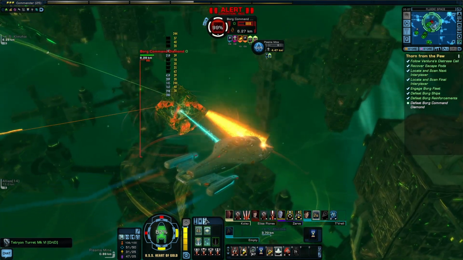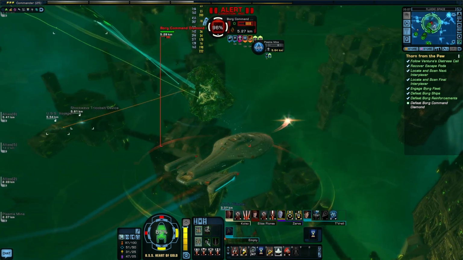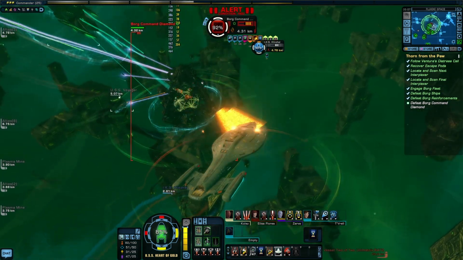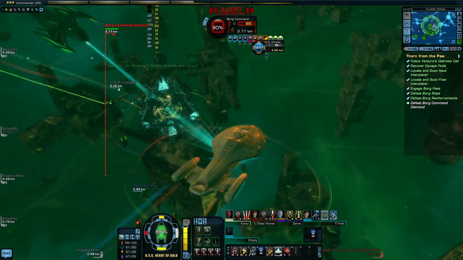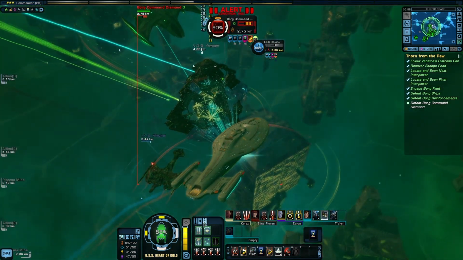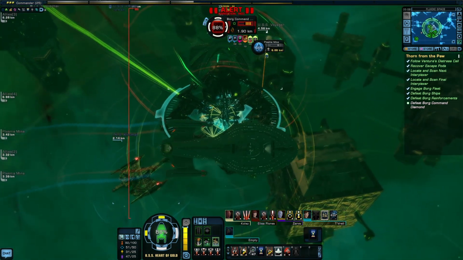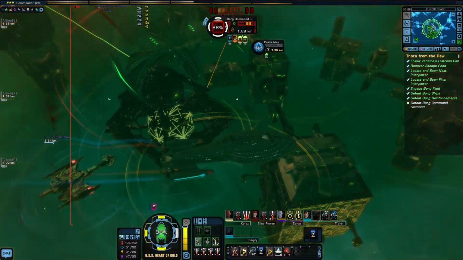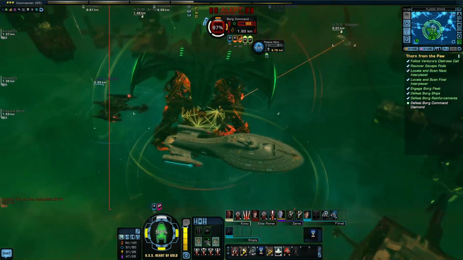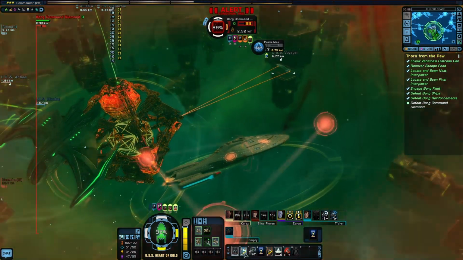That diamond reflects weapons fire back onto, oh no. I don't know when... Just fire broadsides at it. Look at that. Redirecting power to weapons.